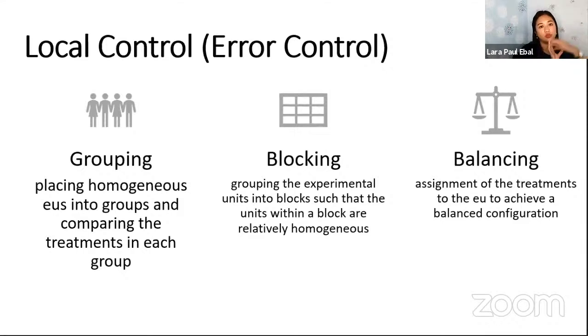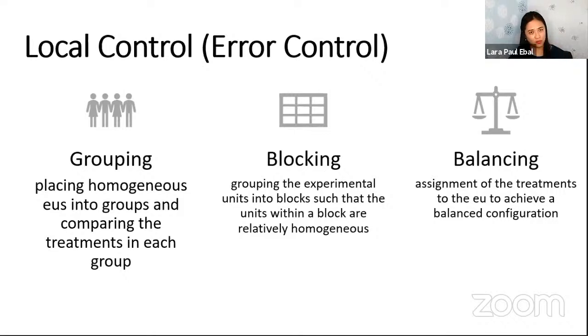We group these experimental units of the same characteristics or of the same condition. Okay, so that's grouping. Then blocking: grouping experimental units into blocks such that the units within a block are relatively homogeneous. So we try to make sure that in a certain block, all the experimental units inside there are of the same condition, or homogeneous. And then we also have balancing: assignment of treatments to experimental units to achieve a balanced configuration.